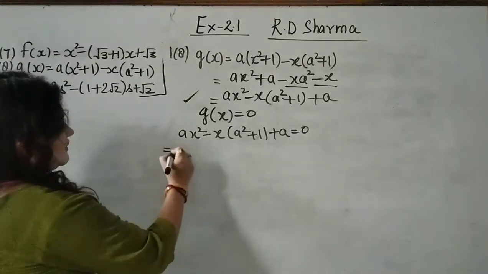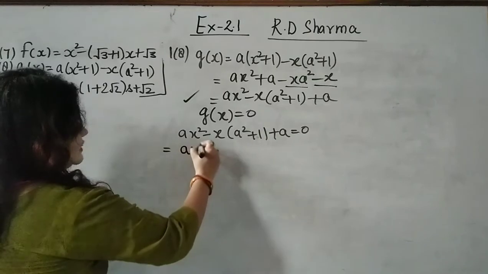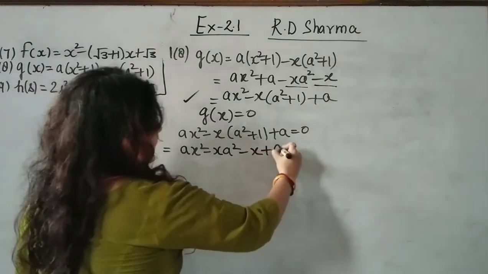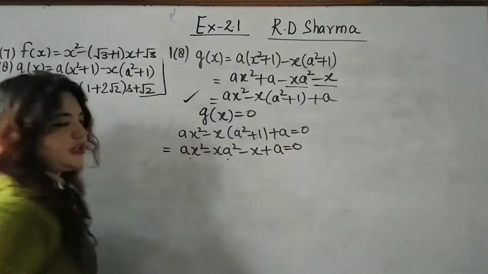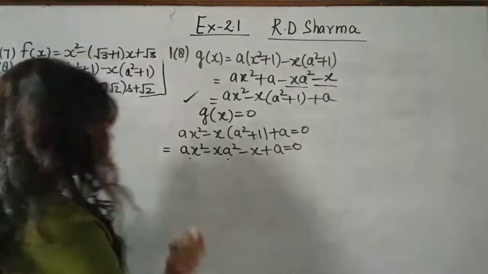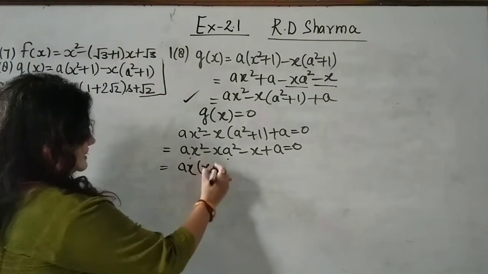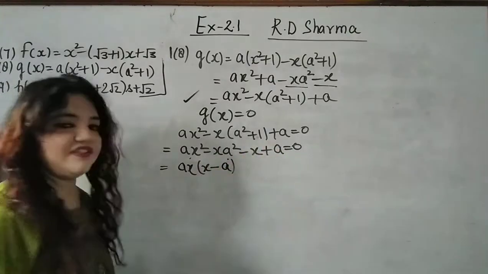Okay? So how will we solve it? We will open this bracket. So ax square minus x a square minus x plus a is equal to 0. Right? Okay, in these two terms what is common? Ax is common actually. Ax. Right? So ax. So here what is left? Only x is left. Minus. Here what is left? Only a is left. And here what will we take common?